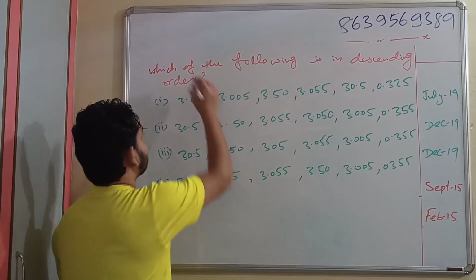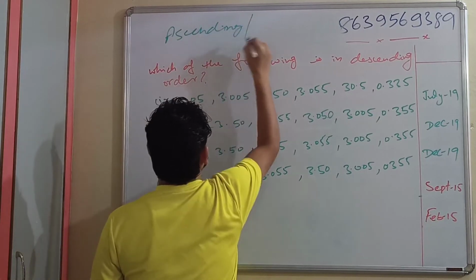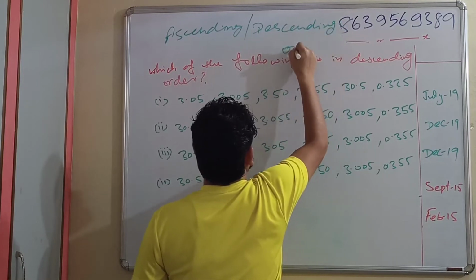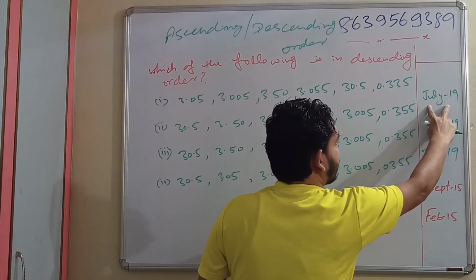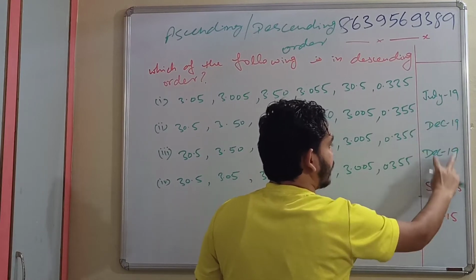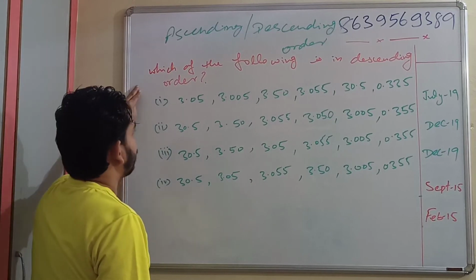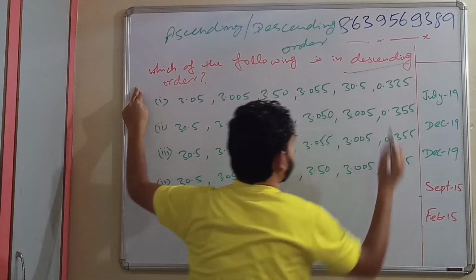Ascending and descending order. Questions have come on this topic in July 19 and December 19, where two questions had come. So let's see which one of the following is in descending order. We need to find the descending order.